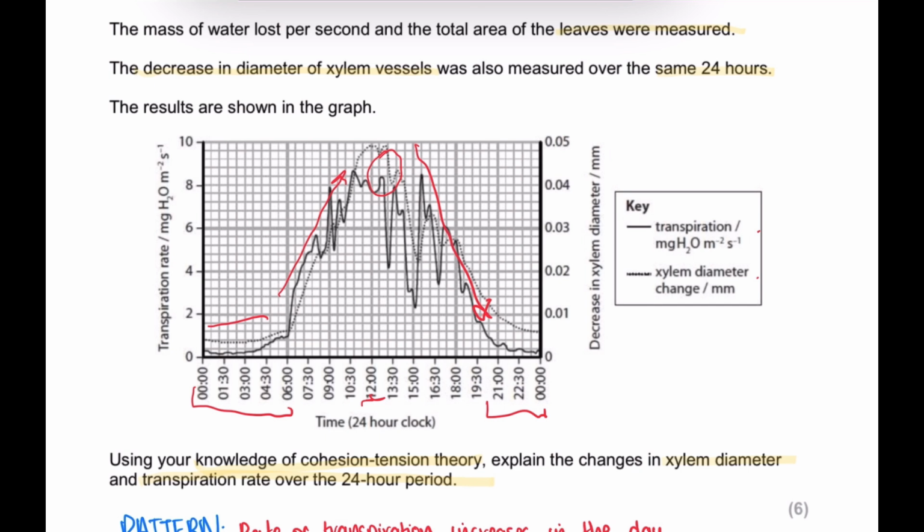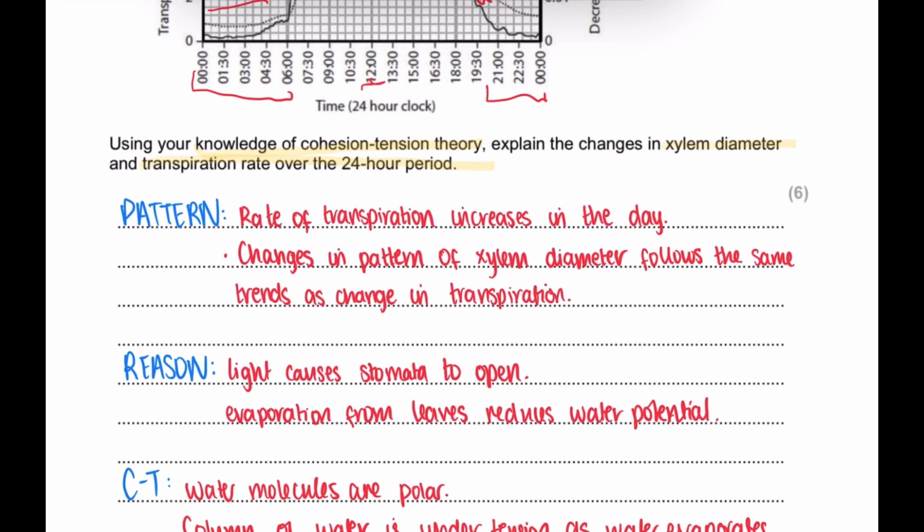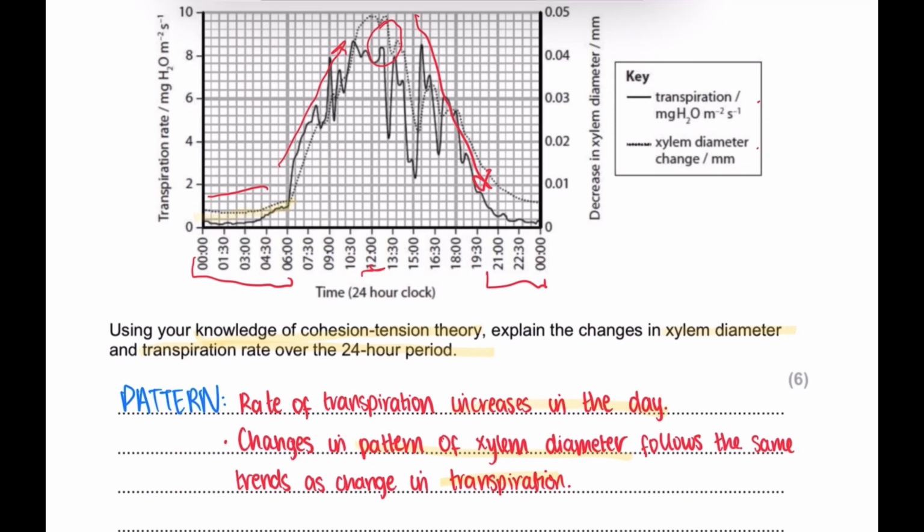And with graphs, the first thing you want to do is mention whatever the obvious pattern of a graph is; that will usually snatch you a couple of marks. So what we can say is that the rate of transpiration increases in the day, and the fluctuation in rate of transpiration could be due to environmental changes such as wind speed, rain, humidity, cloud cover, or even dehydration. And we can say the change in xylem diameter follows the same trends as the change in transpiration. We can see that both of them are very closely linked together.